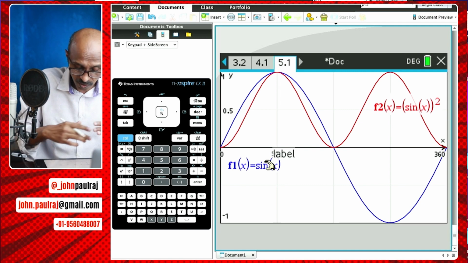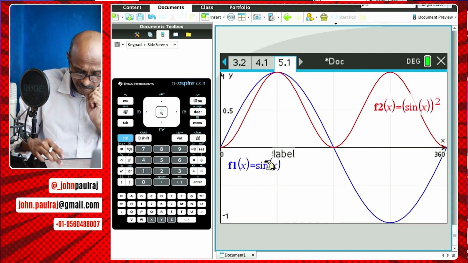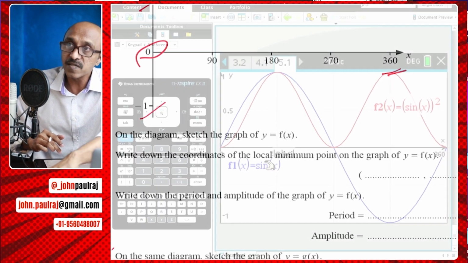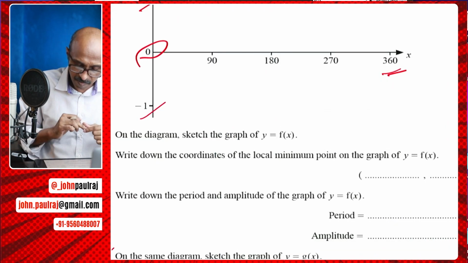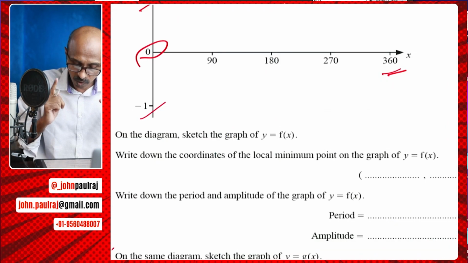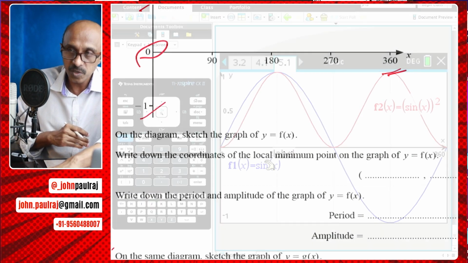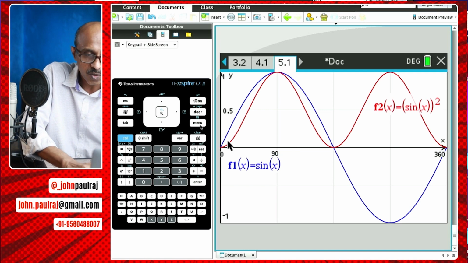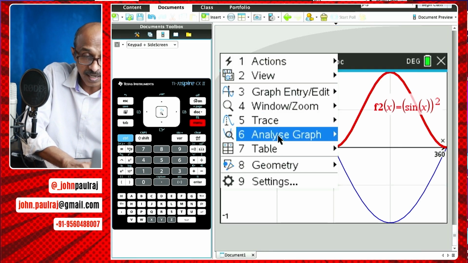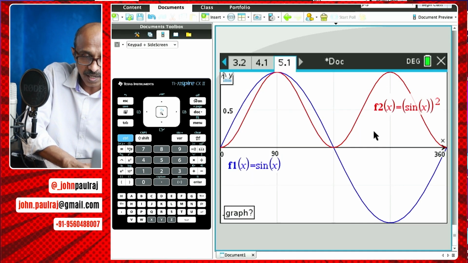Okay, copied on the graph. I hope that you've read the question. So copied on the graph as it is. I'm not going to do that part. The second part of the question says write down the coordinates of the local minimum point for the graph of f of x. F of x is the blue graph, and you probably know how to find the minimum. You can just go to menu, analyze graph, minimum. Okay, and the minimum is here.